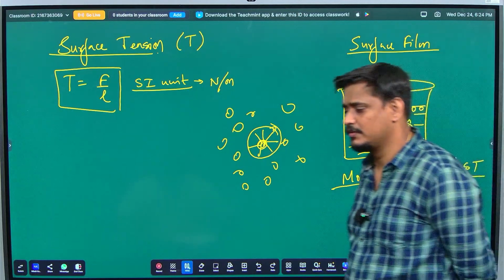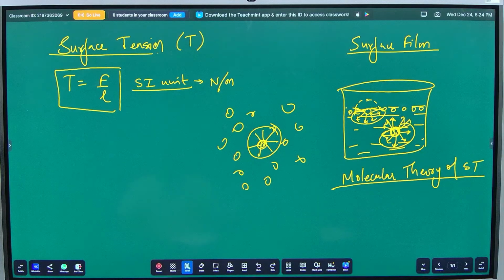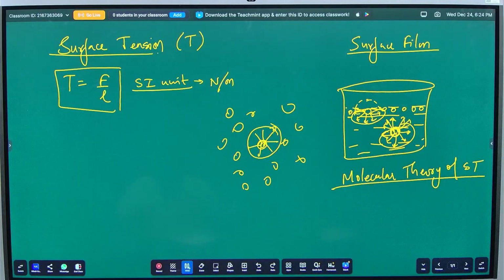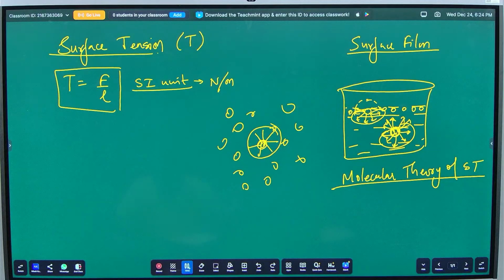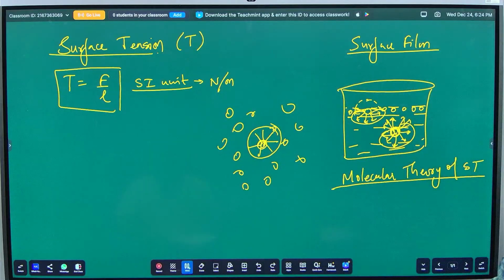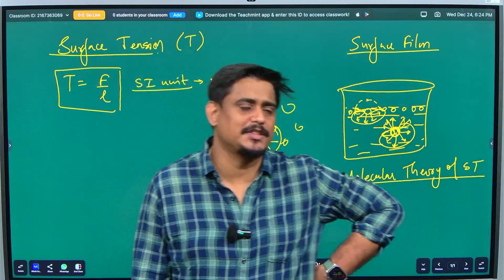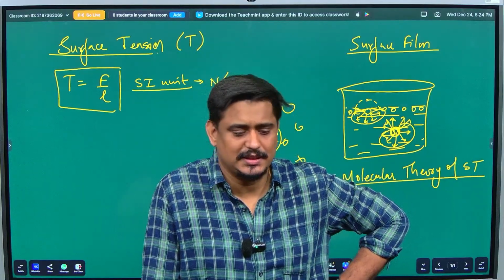Therefore, forming an elastic stretched membrane in the top layer of liquids. This property of liquids is known as surface tension.